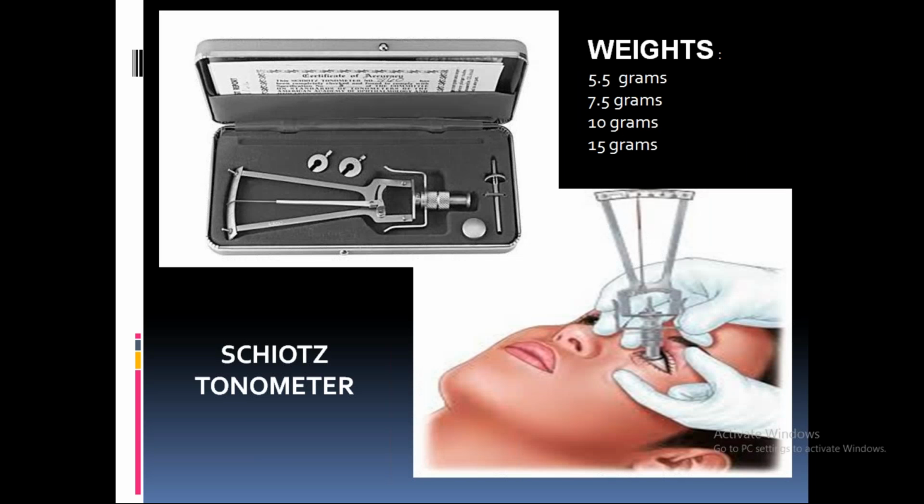We use Schiotz tonometer. It consists of weights. You can see the weights 5.5 grams, 7.5 grams, 10 grams. These are the weights here. This is how you have to keep the Schiotz tonometer on the cornea, and you have to measure the pressure here.